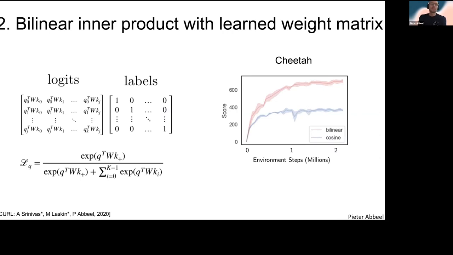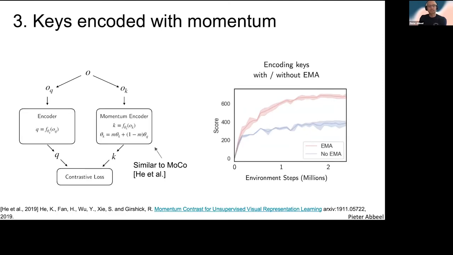Then to measure similarity, it turns out in the DeepMind control suite environments that we worked with, having a learned weight matrix for the inner product did matter. We experimentally determined that it works better than just going directly with an unweighted inner product. And then the third decision you have to make, when you do your encodings, is whether or not to use momentum.